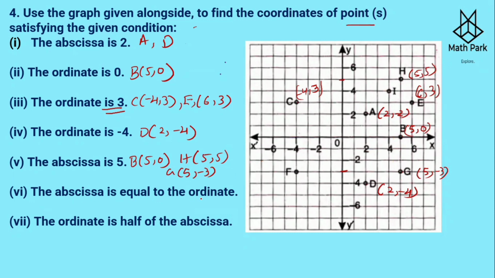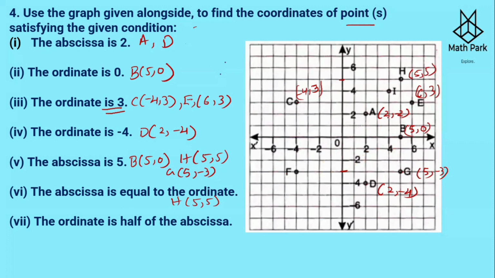The abscissa is equal to the ordinate. So abscissa and ordinate are both equal. H is one of the points where abscissa and ordinate are equal, 5, 5. Is there another point where they are equal? If abscissa and ordinate are equal, either the point lies in the first quadrant because both are positive, or in the third quadrant where both are negative.